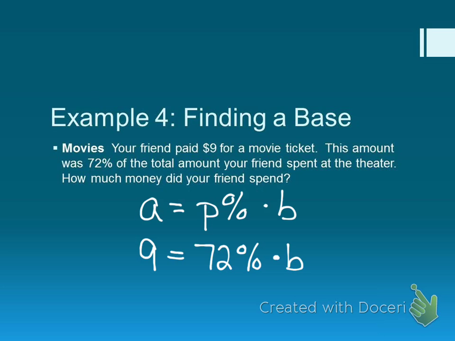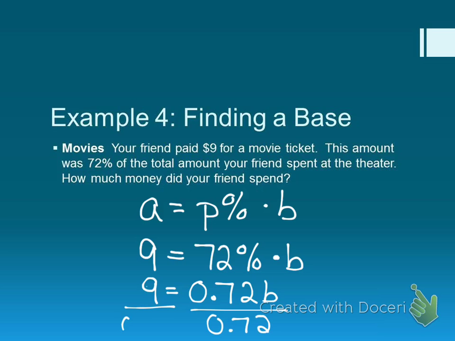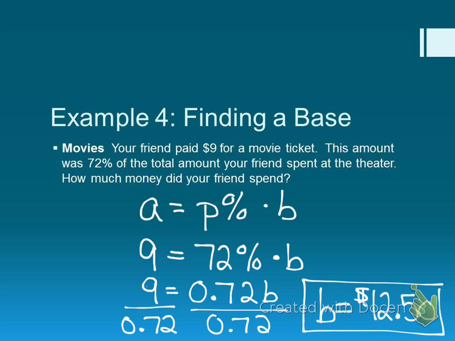What do I have to do to my percentage? Turn it into a decimal. 9 equals 0.72B. What do I divide both sides by? 0.72. And what will that be? B equals 12.5. Okay, so as a dollar amount, $12.50. Don't forget your pennies. Okay, $12.50. That would be your answer.